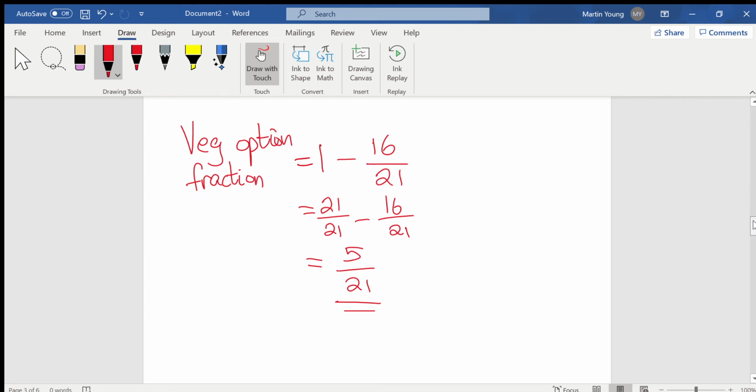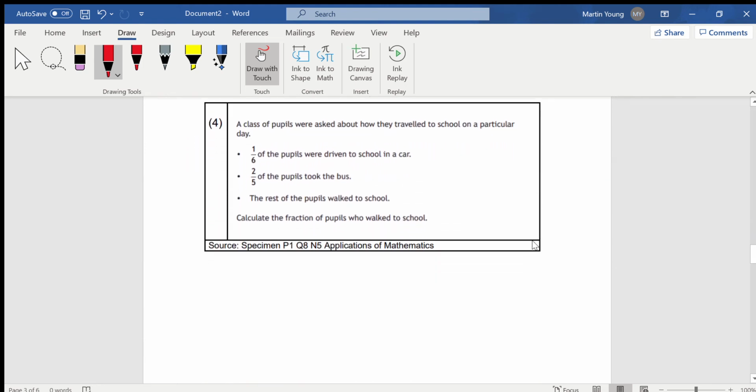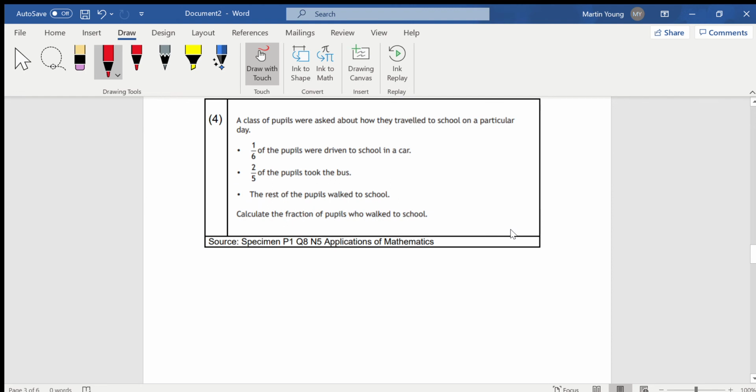Right, next question. Question 4. A class of pupils were asked about how they travelled to school on a particular day. A sixth of them were driven, 2/5 took the bus, and the rest walked to school. Calculate the fraction who walked to school. So exactly the same. I should say, by the way, that these are all non-calc ones, they're all on paper 1. I'm just going to add these up and then subtract from 1. You'll get really used to doing these ones. So I'm needing to add a sixth plus 2/5.